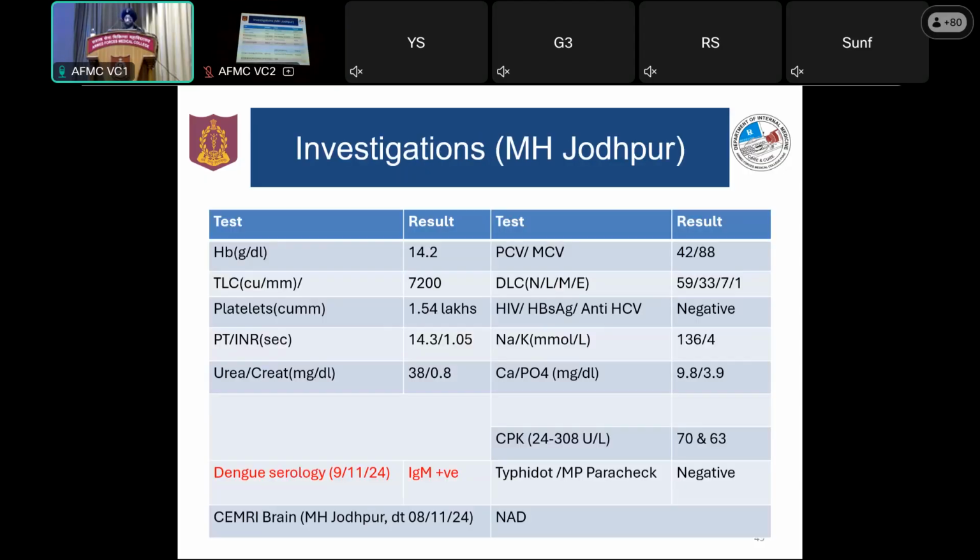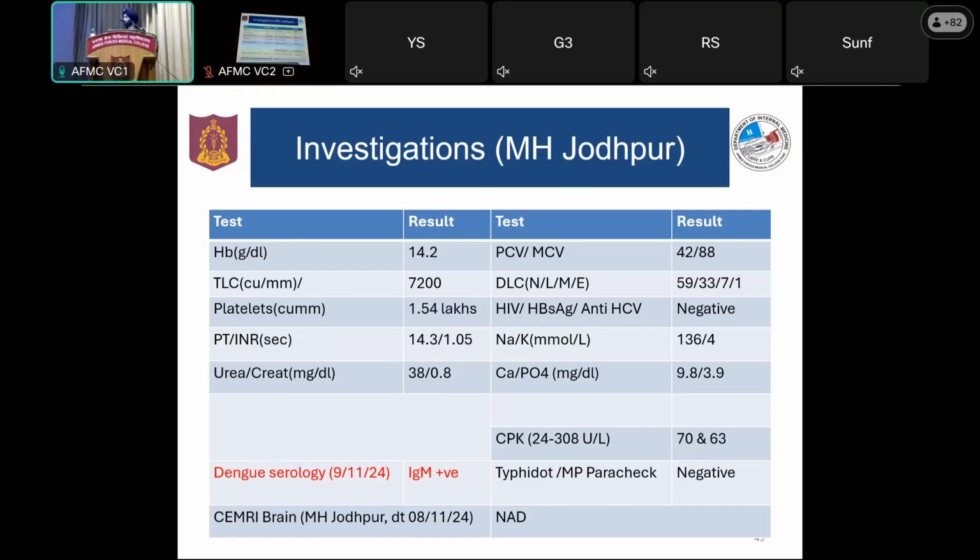Investigations done at Jodhpur revealed dengue serology IgM positive. Dengue has come positive. Can dengue lead to a GBS-like picture? Yes, you're right. Dengue can also lead to a GBS-like picture, with various viral etiologies causing polyradicular neuropathy. So dengue is also possible. However, there is a caveat to this. What is odd in this presentation? Anyone?